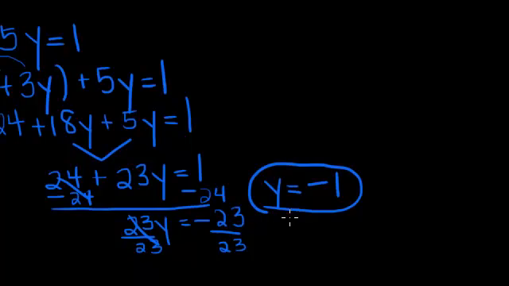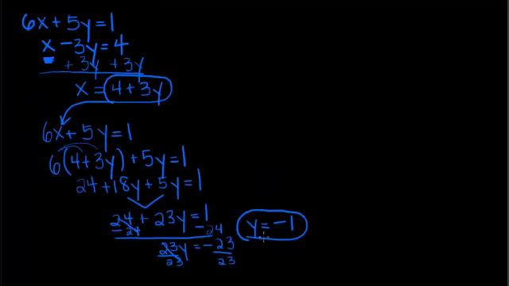Remember, we are not done yet. We have successfully solved for one of the variables, but because this is a system of linear equations with two unknown variables, I have to find the value of x now. I go back and look at my original equations. 6x plus 5y equals 1, and x minus 3y equals 4. I choose one of these equations to substitute the value of y in. I will choose x minus 3y equals 4. And I will substitute negative 1 where I see a y.